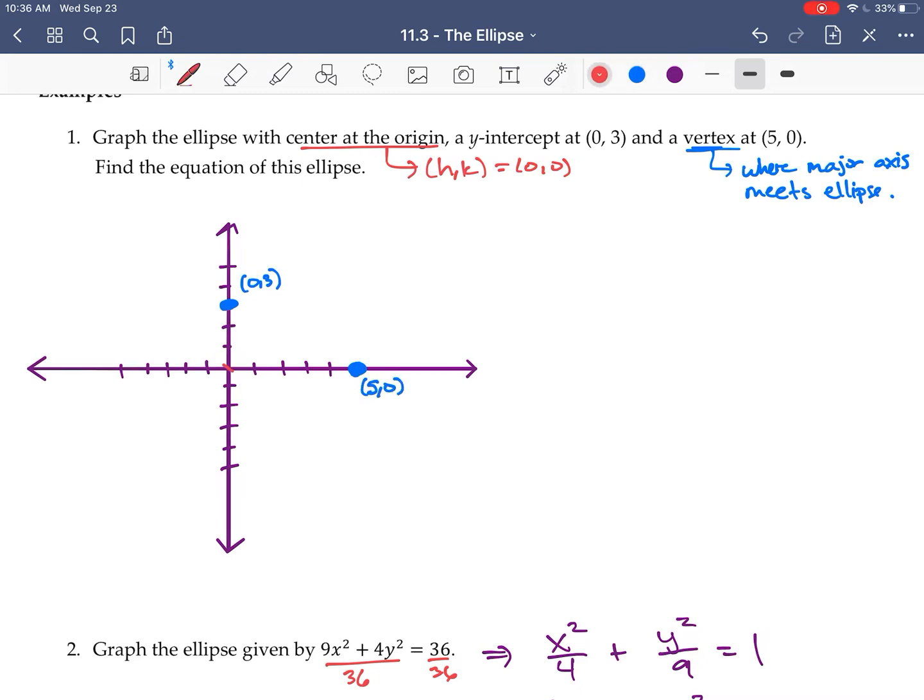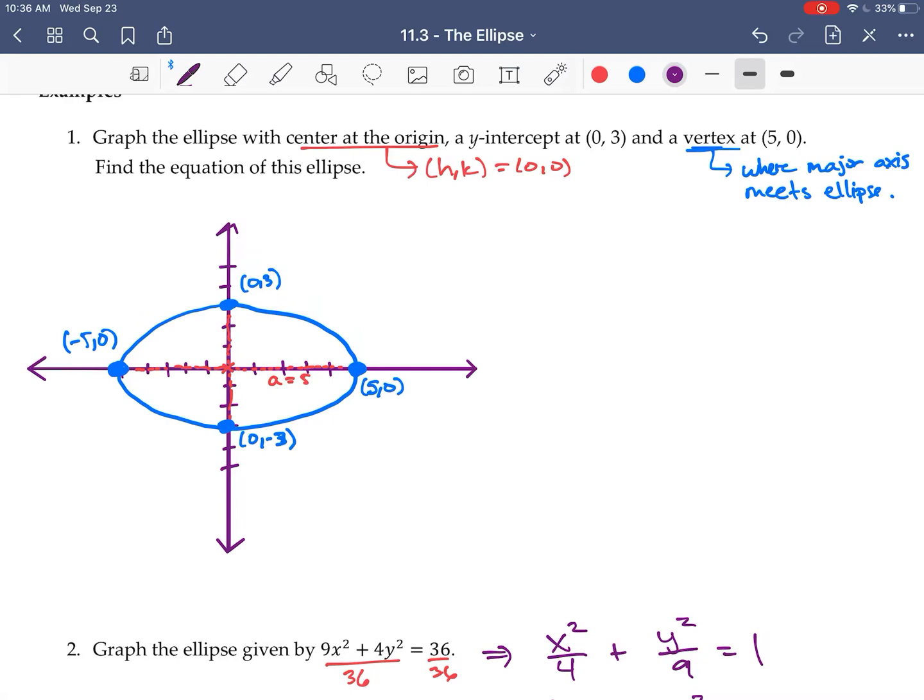Okay, and we know that the center is at 0, 0. So we know that this is the major axis. We know that a is 5, which means that we should go 5 in this direction. We should have another point at negative 5, 0. Which means that this is the minor axis, so we should go 3 this way to find another point as well. Okay, so our ellipse here is going to look something like that.